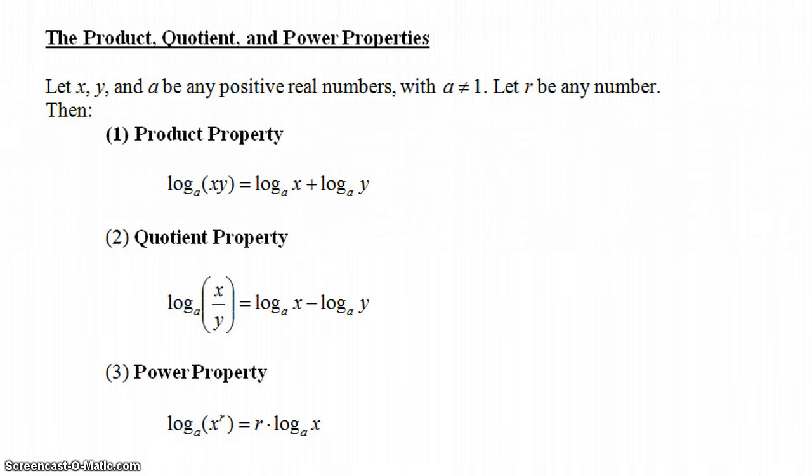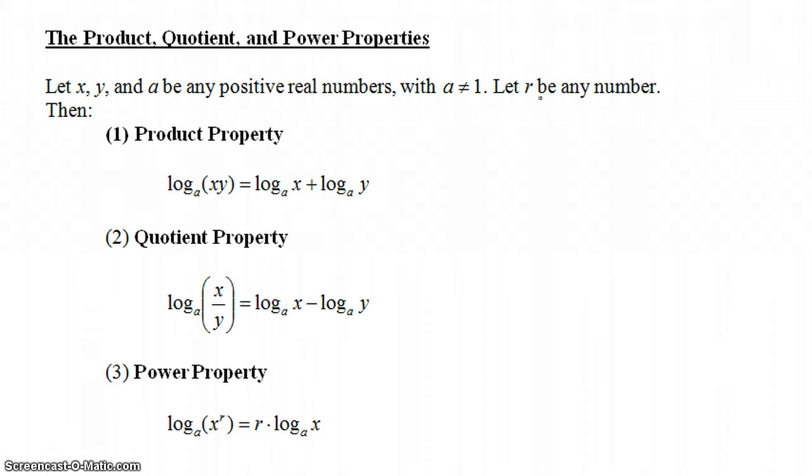In this video, we're going to look at three properties of logarithms. Those are the product property, the quotient property, and the power property of logarithms. We'll begin by assuming that x, y, and a are positive real numbers. They can be any positive real numbers, even a decimal or a fraction. The one thing we don't want is for a to be 1.